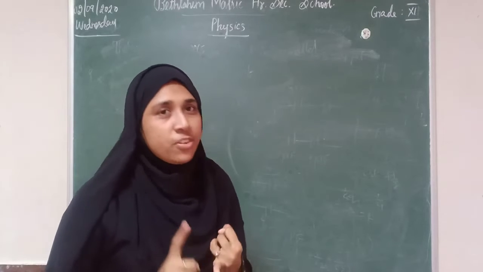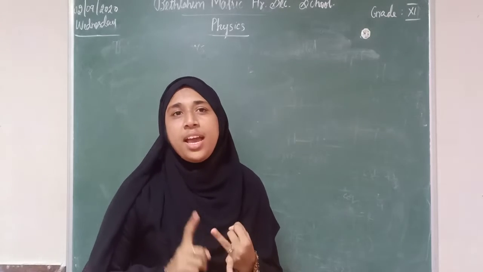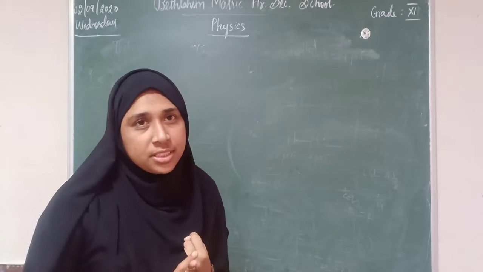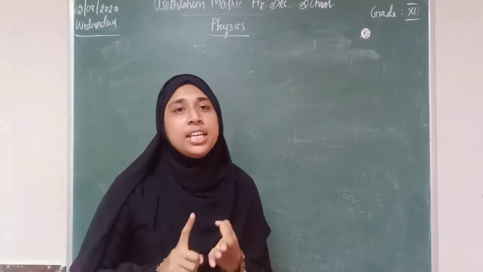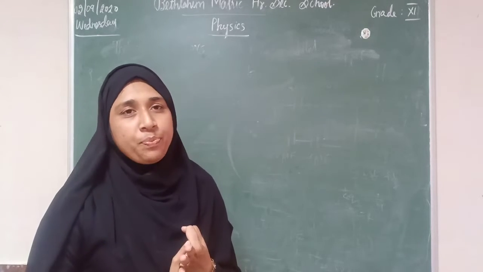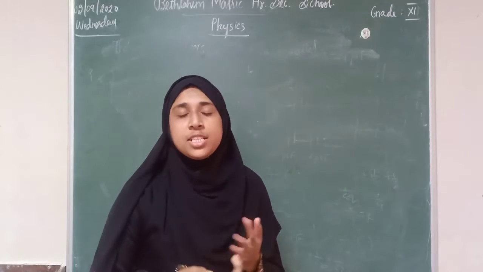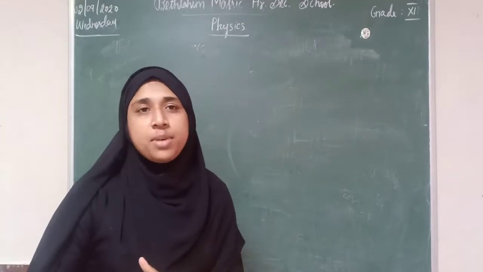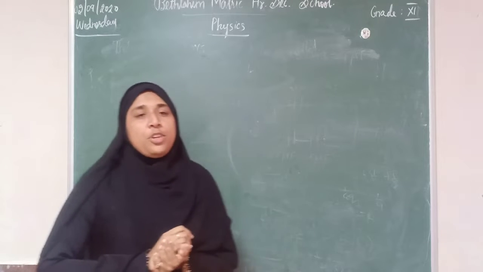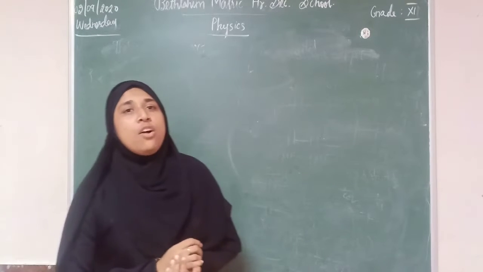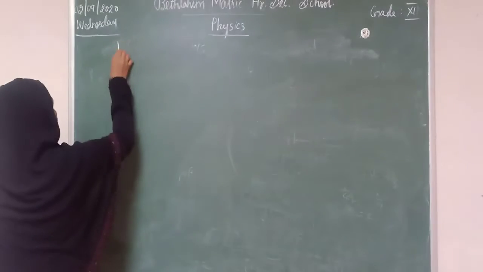Triangulation method, the formula is h is equal to x tan theta. And parallax method, theta equal to d by x. And radar method, d is equal to vt by 2. And also we have discussed measurement of mass, for smaller mass as well as for larger mass, and measurement of time. Today we are going to learn the concept of errors, theory of errors.